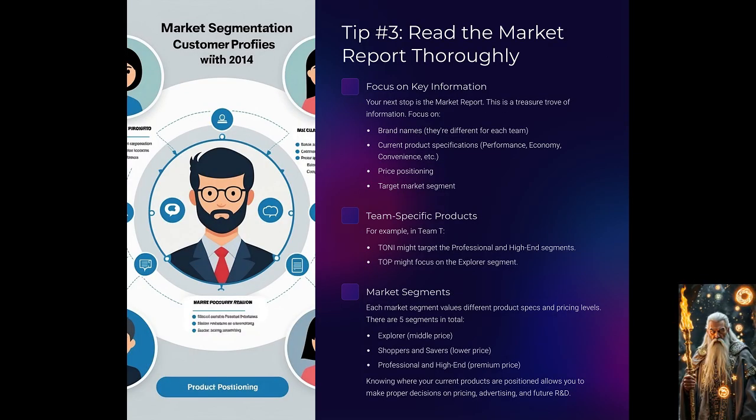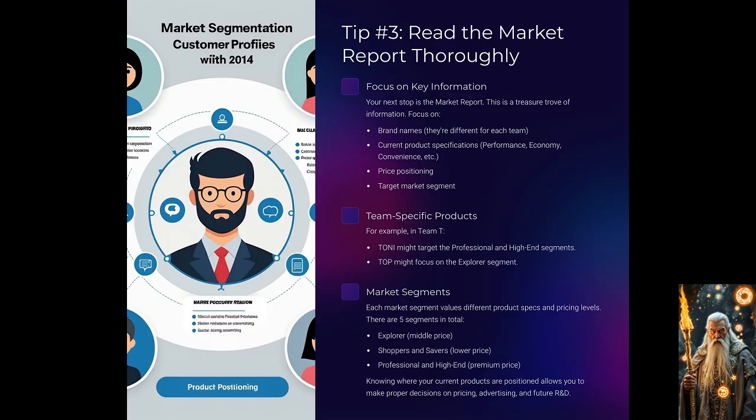Tip number 3, read the market report thoroughly. Your next stop is the market report. This is a treasure trove of information. Focus on brand names. They're different for each team, current product specifications, performance, economy, convenience, etc., price positioning, target market segment. For example, in Team T, Tony might target the professional and high-end segments. Top might focus on the explorer segment.